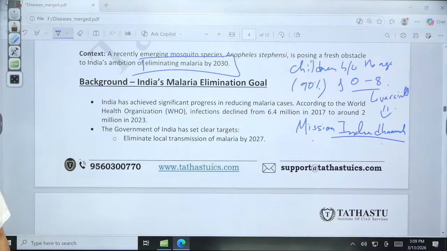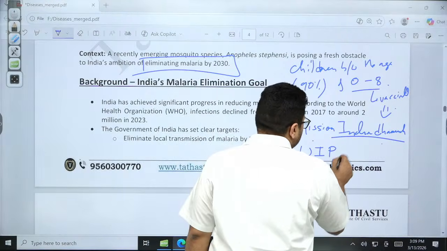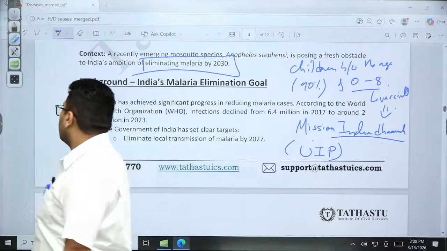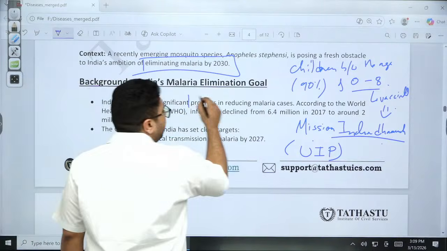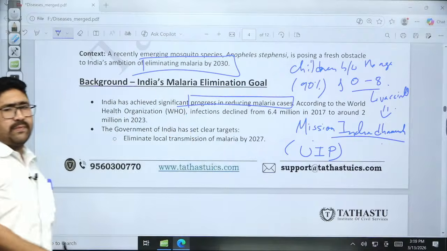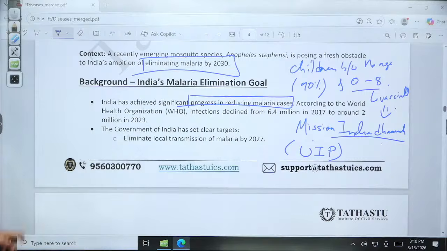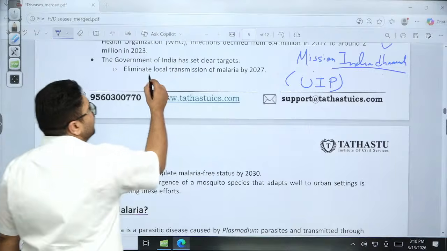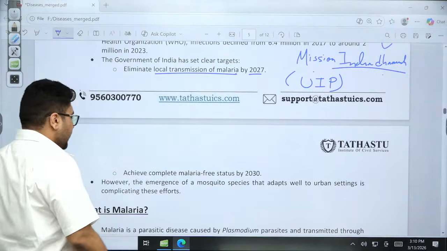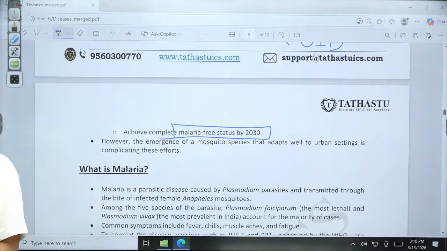Universal Immunization Program, UIP. Now what it says is that India has achieved significant progress in reducing malarial cases, but the target of eliminating malaria has yet to be achieved. So the Government of India has set clear targets: eliminate local transmission of malaria by 2027 and achieve complete malaria free status by 2030. So, what does local transmission mean?